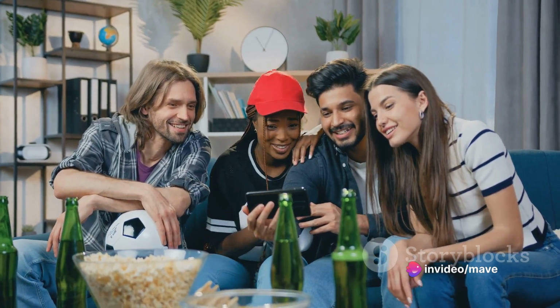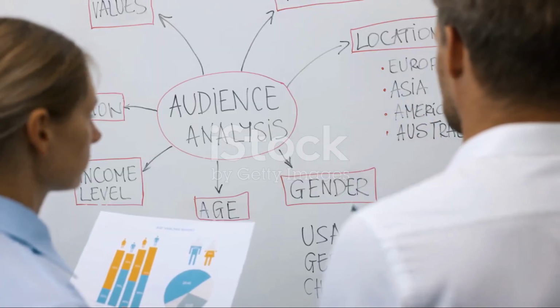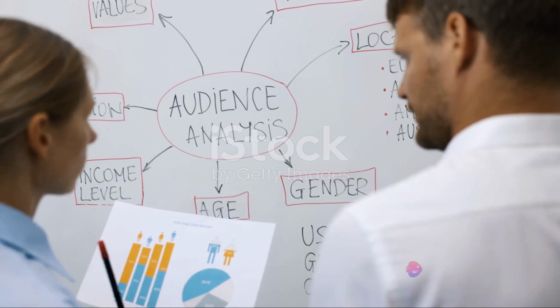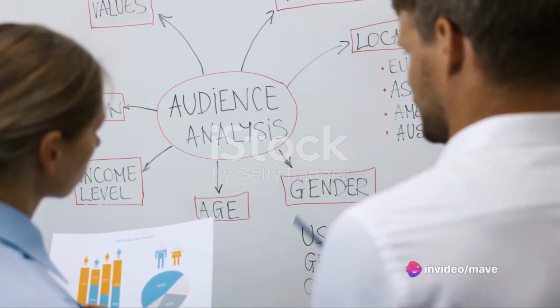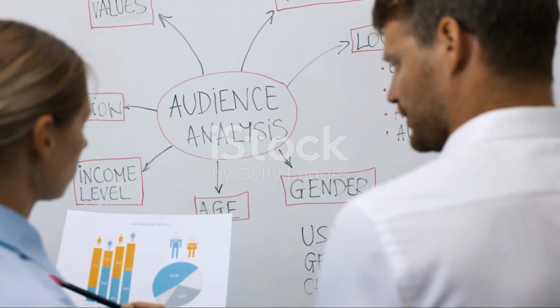Let's break down the steps to audience targeting on YouTube. Firstly, you need to define your audience. This involves understanding who your ideal viewer is. Think about their age, gender, geographical location, language, and interests. This will form the basis of your targeting.